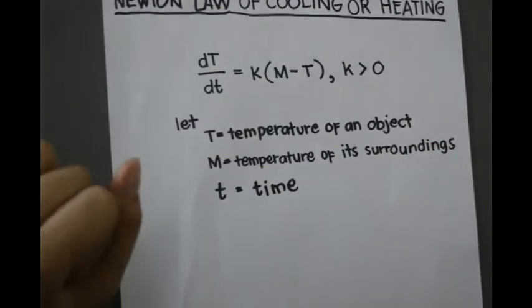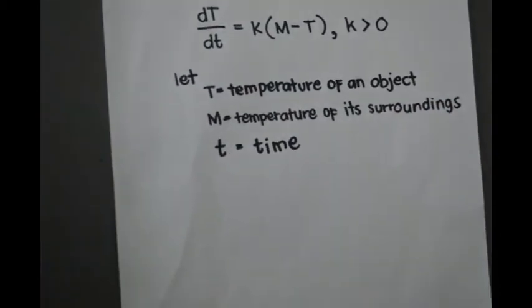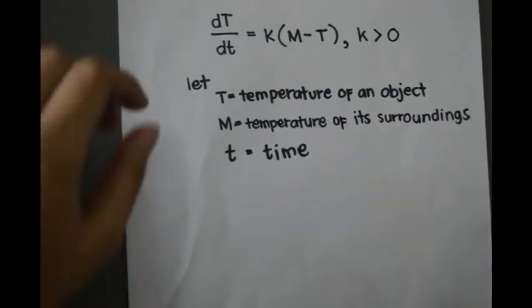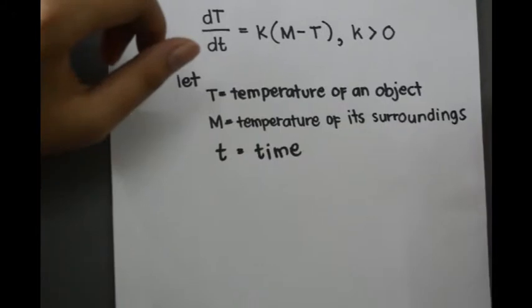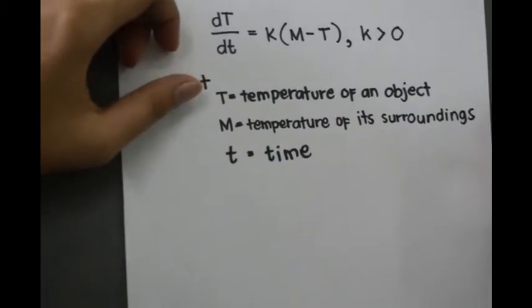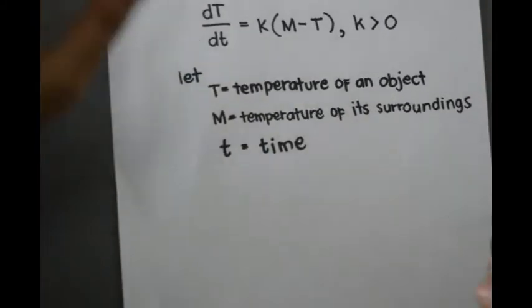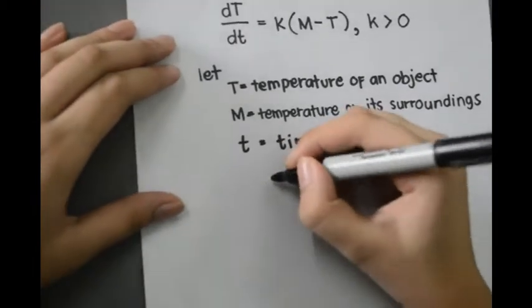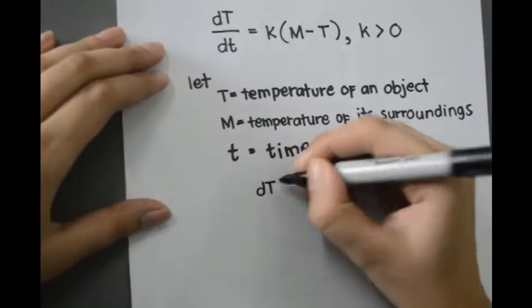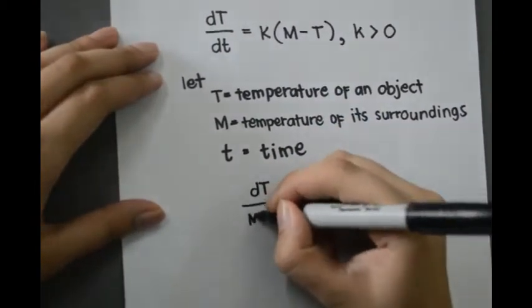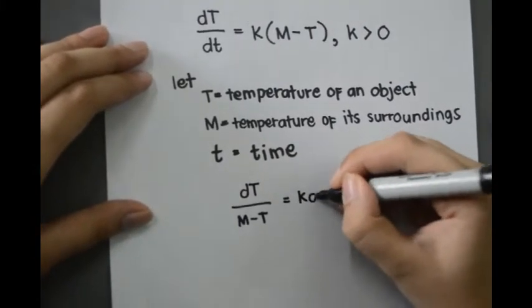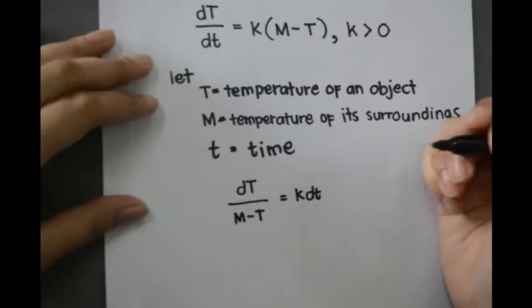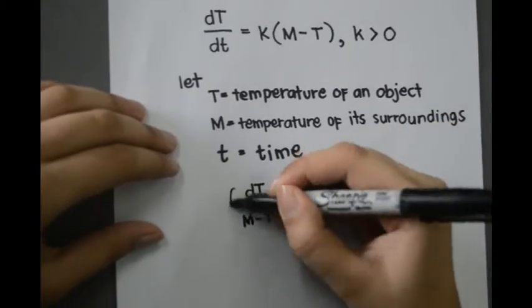And t is the time. As the differential equation is separable, we can separate the equation to have one side solely dependent on T, and the other side solely dependent on the time. We have the derivative of temperature over M minus T is equal to k dt. We will integrate both sides.